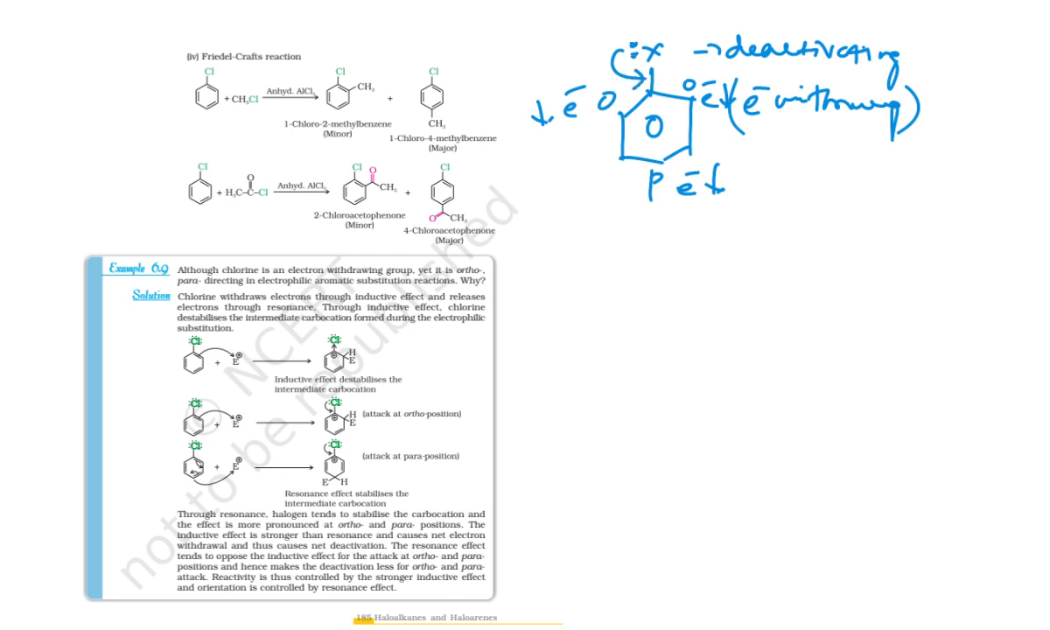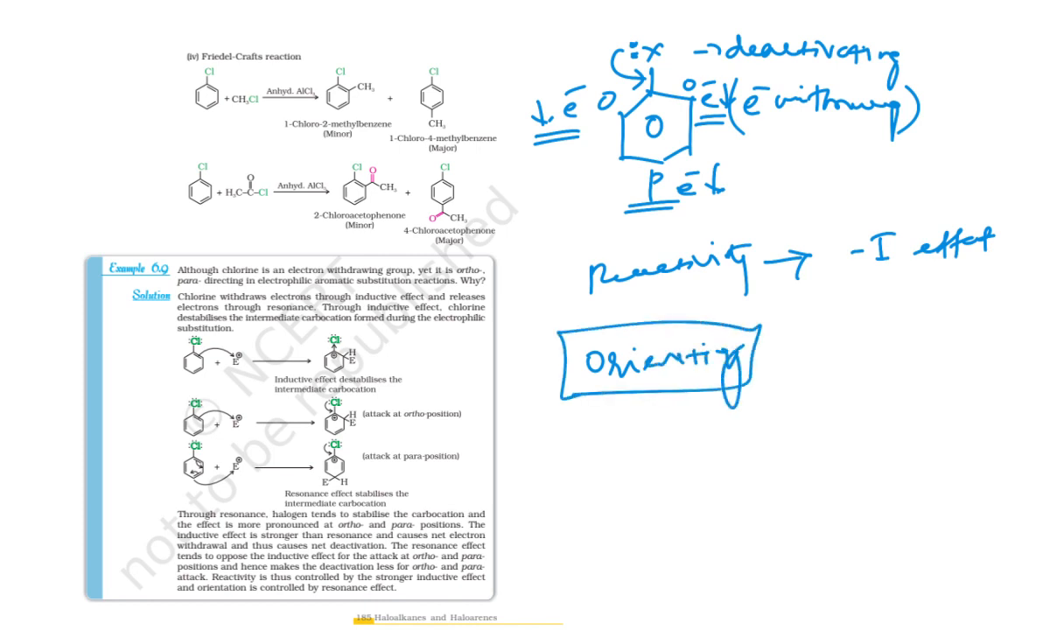Okay, the lone pair of electrons over the halogen, when it comes to the benzene ring, restricts the decrease of electron density over the ortho and para positions. Okay, so the reactivity is controlled by your minus I effect. But the orientation of the incoming group, the incoming electrophile, which position it has to bond to, that is going to be controlled by your resonance effect. Clear?